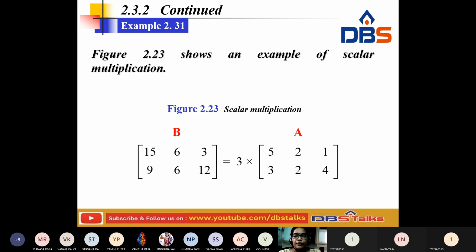See how we are going to perform this scalar multiplication here. Suppose you want to multiply a matrix with a variable. This is the matrix that we are going to multiply, and this is the variable 3 that multiplies the matrix. Next, 3 into 5 is 15. 3 into 2 is 6. 3 into 1 is 3. 3 3s are 9. 3 2s are 6. 3 4s are 12.